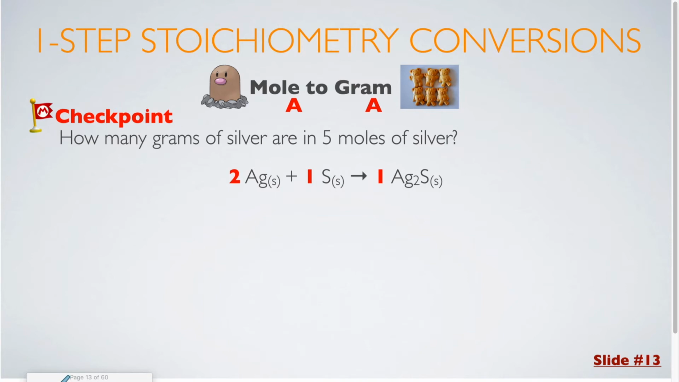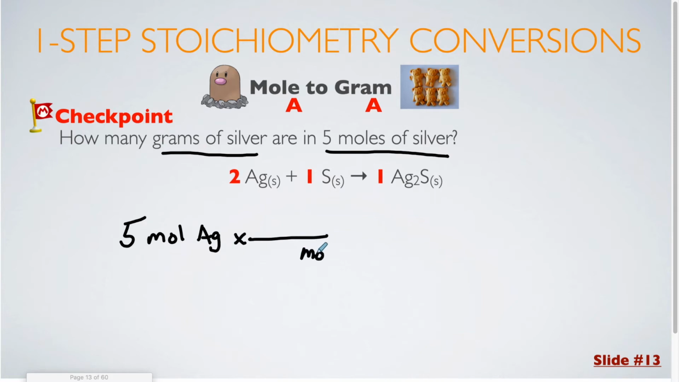In our next checkpoint question, we are going from moles to grams, and it is the same substance the whole time, so this is going to be another one-step conversion. In our problem, it looks like we are starting off with 5 moles of silver, and we're trying to find the grams of that silver. So we're going to write out 5 moles of Ag, and for our conversion factor, moles of silver is going to be on the bottom, and grams of silver is going to go on the top.